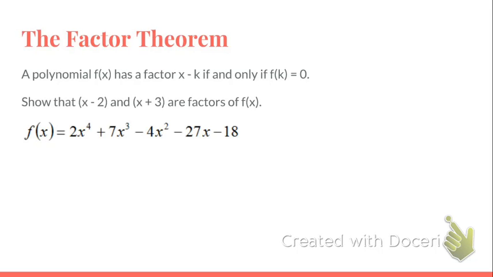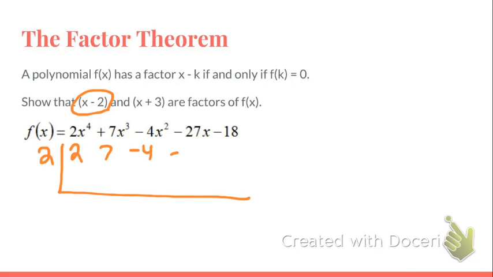Alright, so like I mentioned earlier, if we get a 0 as a remainder, then we know that whatever we divided by is a factor. So if we had to show that certain factors are factors of a function, we could just use synthetic division. So we could show that x minus 2 is a factor by doing synthetic division on f of x with positive 2. So I'm going to put a 2 there, a 7 there, a negative 4 there, a negative 27 there, and a negative 18 there.